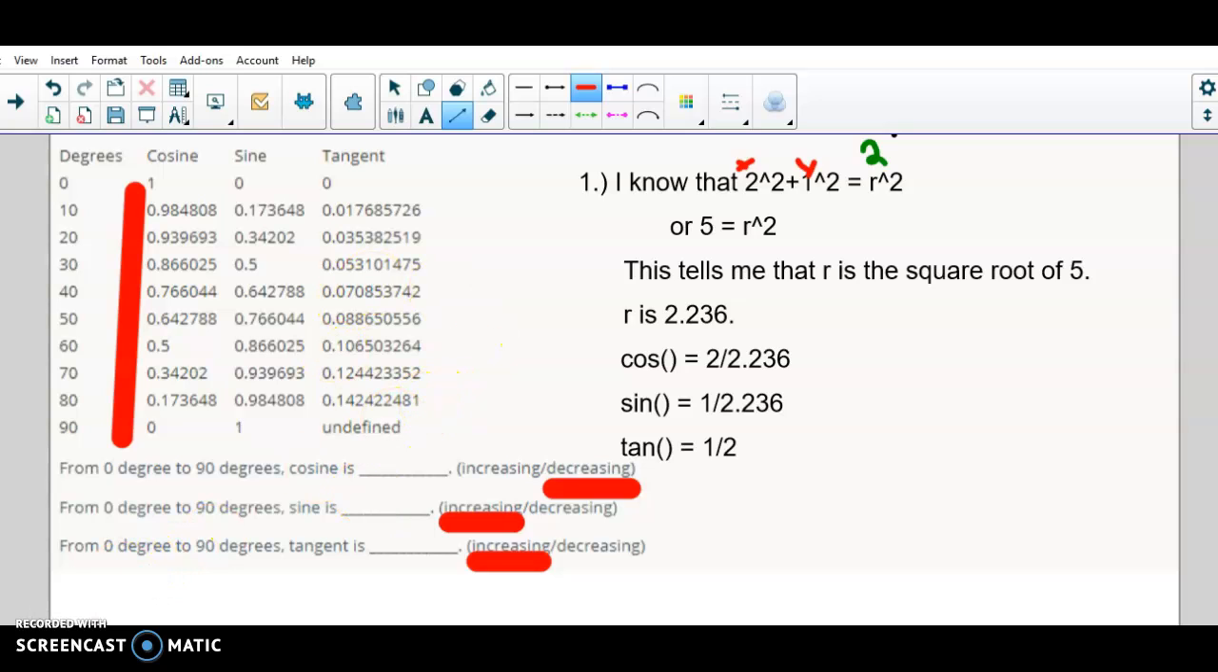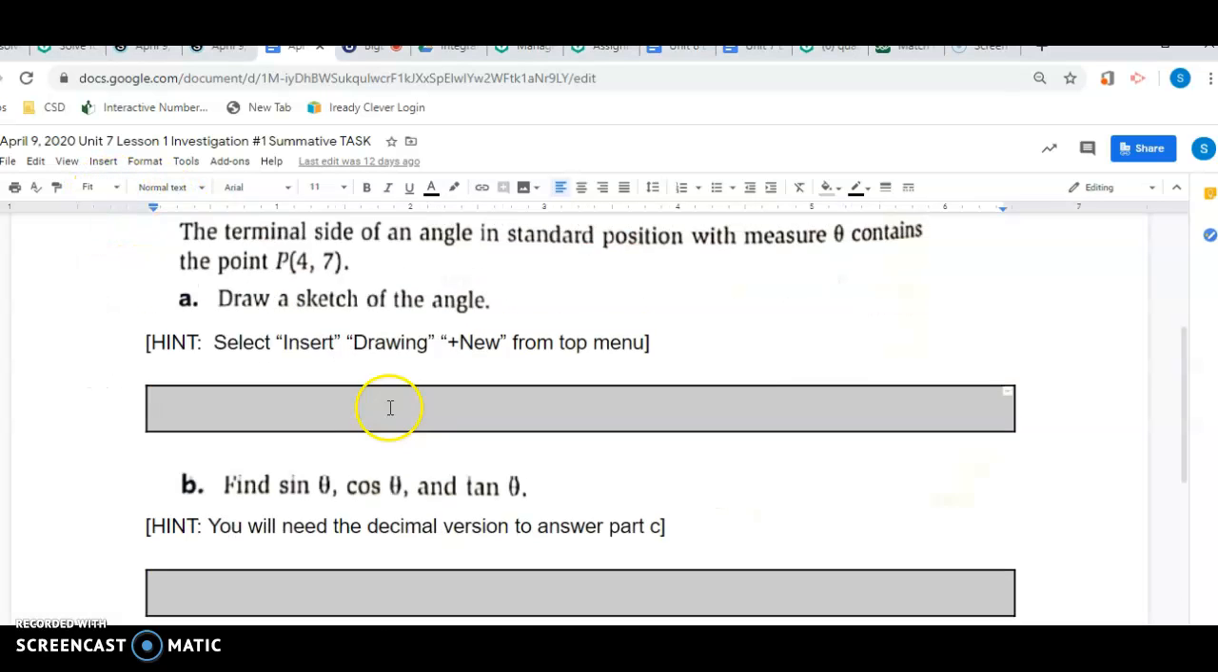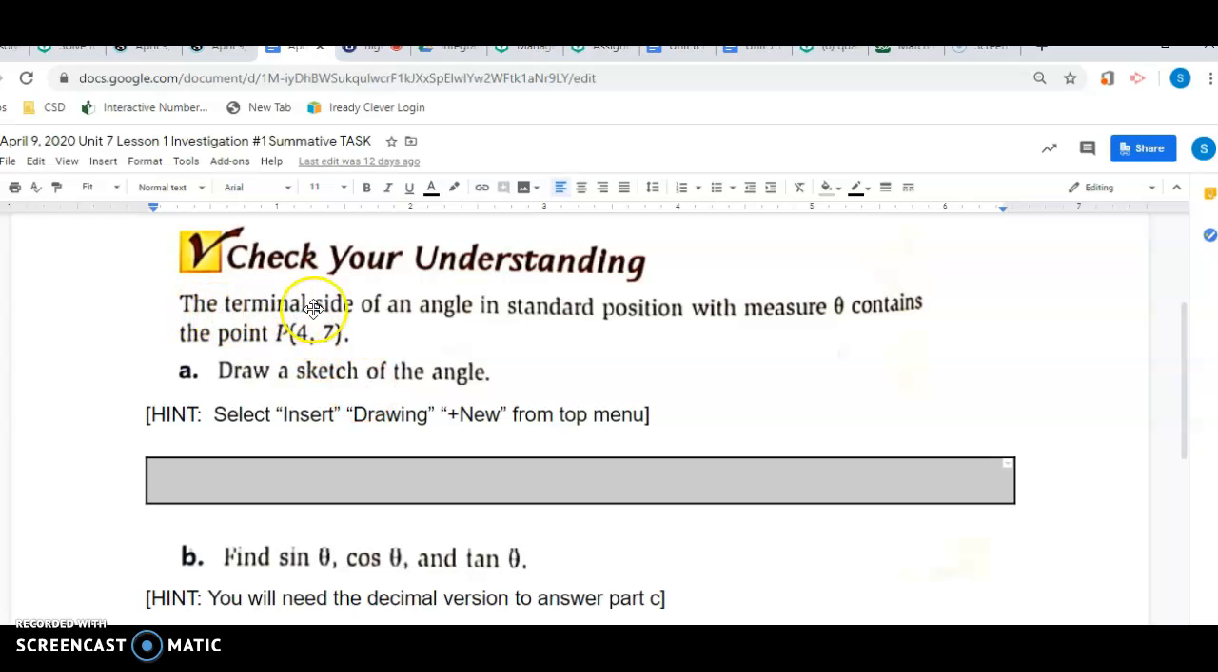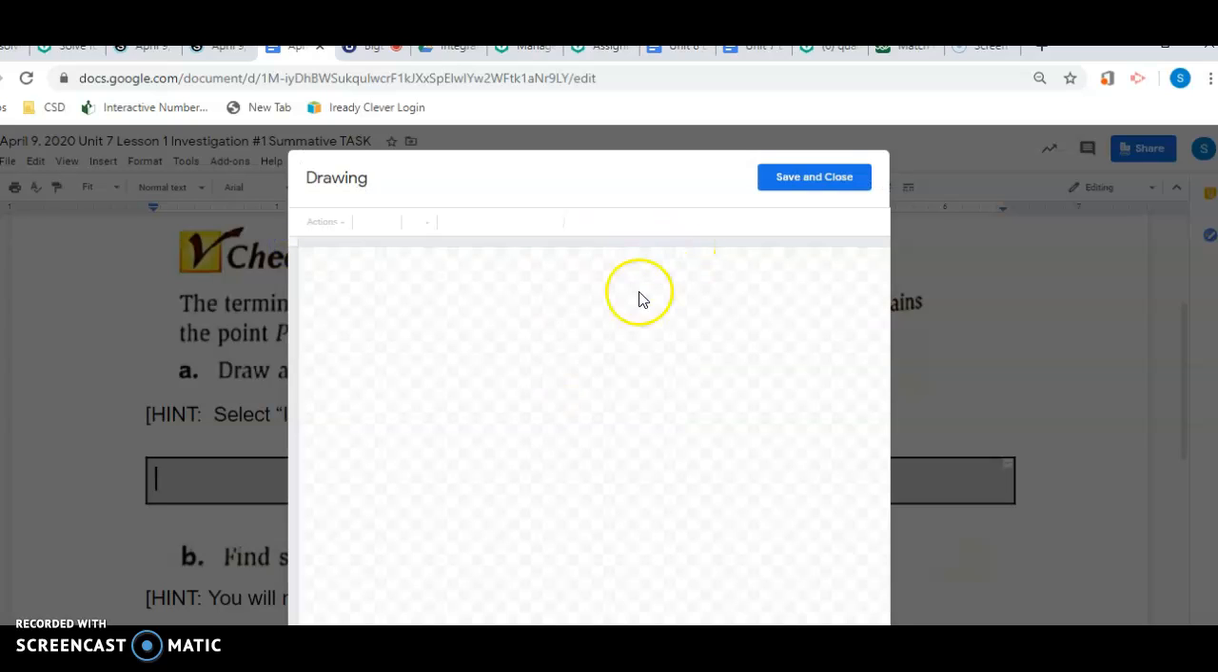All right, let me check back in the chat box and see if we have any questions. So this was your second assignment for the week. Just to go through what I expected. The problem says the terminal side of an angle in standard position contains the point (4, 7). It says select insert drawing, plus new from the top menu. So we're going to do insert drawing, new, and let's draw this. Let's keep in mind that was the point (4, 7), so that's important in our drawing.